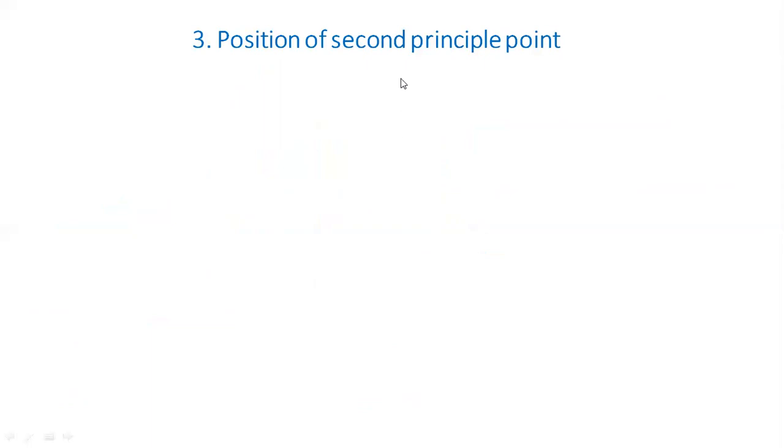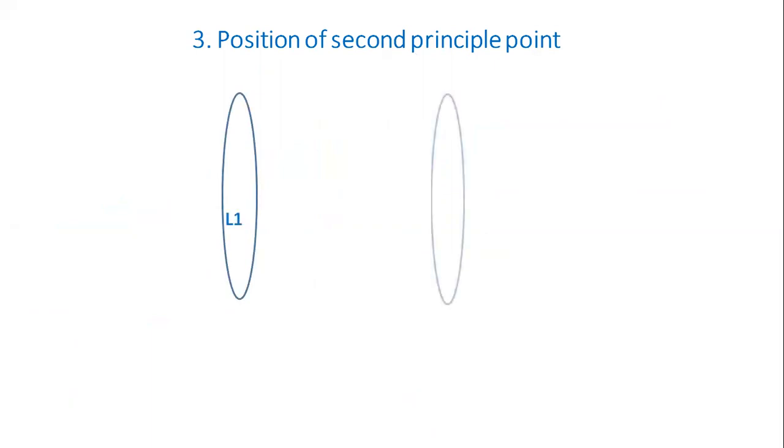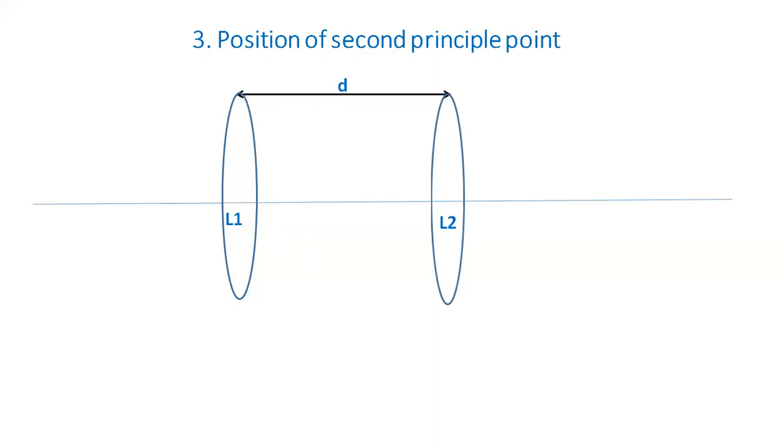Now, let us find the position of the second principal point from the second lens L2. I will locate the second principal point from the second lens. You have to take the same lens system of lens L1 of focal length F1, second lens L2 of focal length small letter F2, which are separated by the small letter distance D, the principal axis, and PQ is the incident light, which is incident at height h1 above the principal axis.